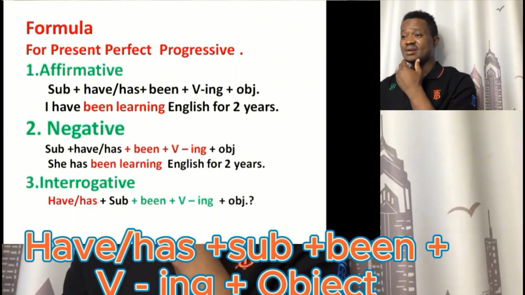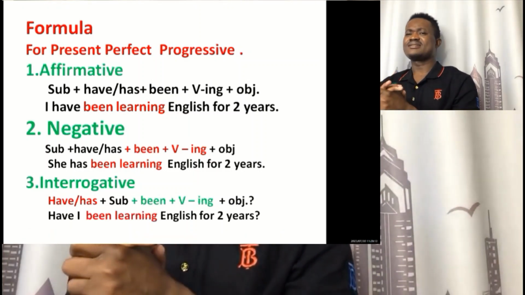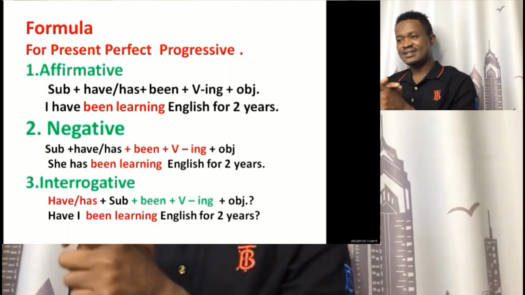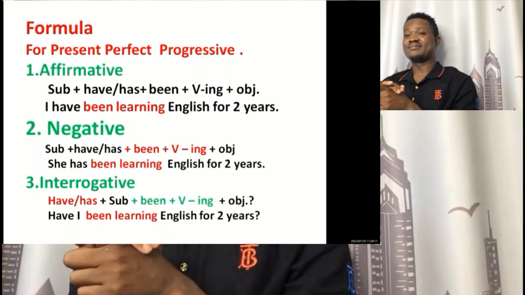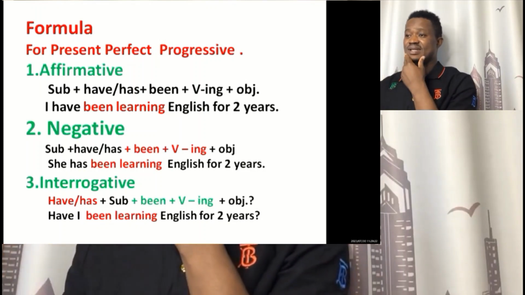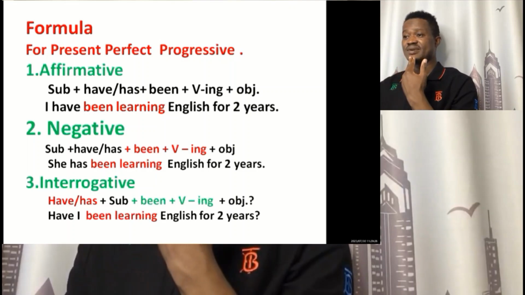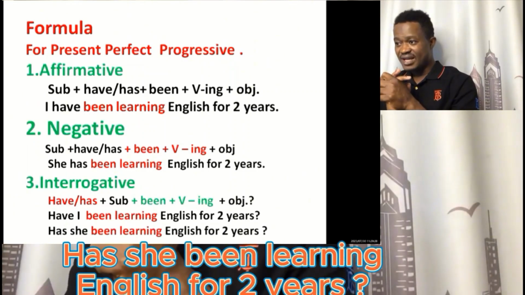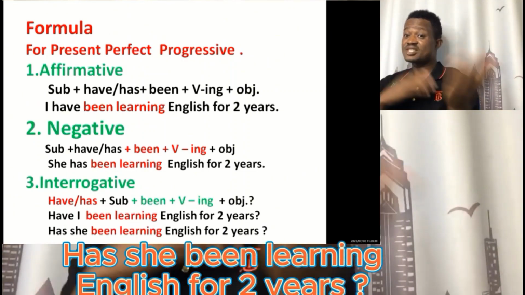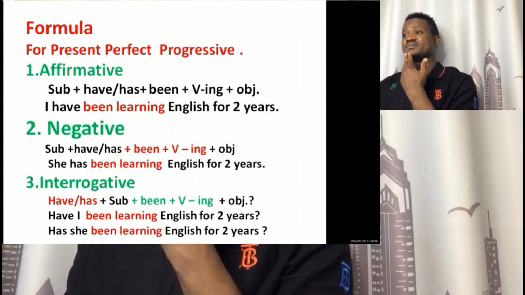Let's see the example here. Have I been learning English for 2 years? So this is the interrogative formula. Now let's use has, with third person pronouns. Has she been learning English for 2 years? So guys, these are the formulas: affirmative, negative, and interrogative form.